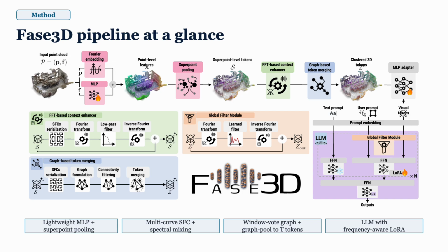There are 4 lightweight blocks. The first one, a tiny MLP turns points into features, and the superpoint pooling shortens the sequence by 10 times. The second, the FFT context block mixes those tokens globally. The third, a graph-based merger compresses them further. And last one, the frozen LLM consumes them, with our Fourier augmented LoRA on the top. No giant encoder needed.